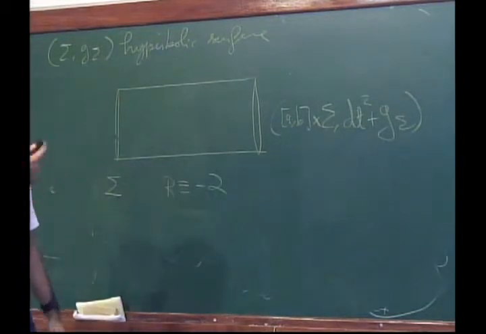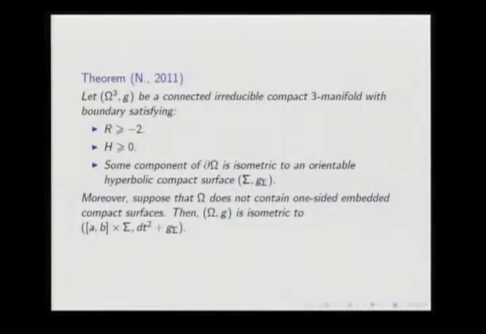Okay? So the statement is a little more general. If you have a compact, connected, irreducible three-manifold with boundary satisfying that the scalar curvature is greater than or equal to minus 2, the mean curvature of the boundary is non-negative, and some component of the boundary is isometric to the hyperbolic surface. So, moreover, if this compact manifold does not contain a one-sided embedded compact surface, then this manifold has to be isometric to a compact cylinder.